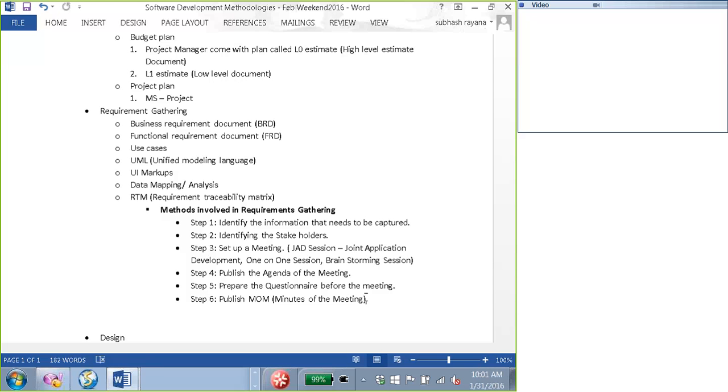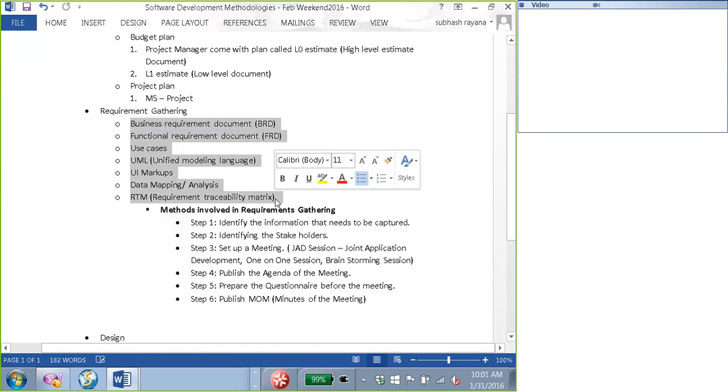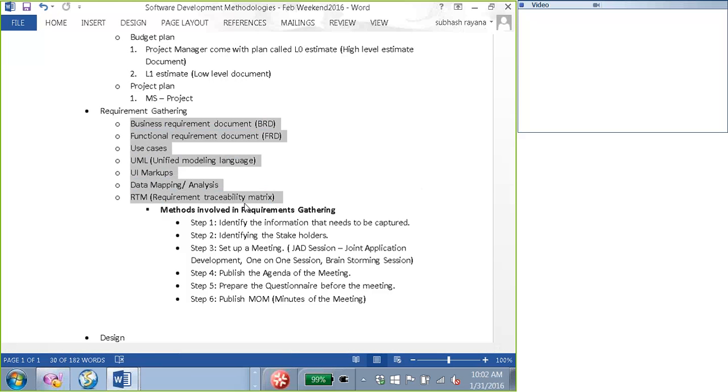All right. So, as I said, I'm not going to discuss any of the milestones right now. As a business analyst, when you're gathering requirements, you may end up documenting a BRD or FRD, use cases, UML diagrams, UI markups, data mapping, data analysis, RTM. So this pretty much is the exhaustive list of deliverables that you may document as part of the requirements gathering.